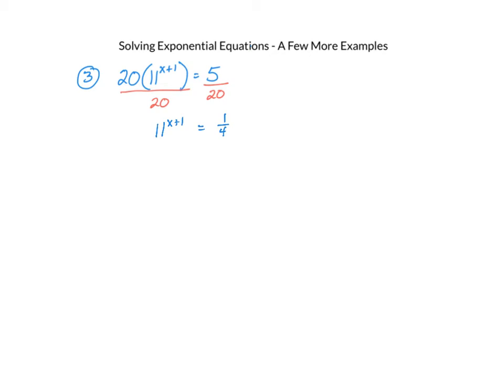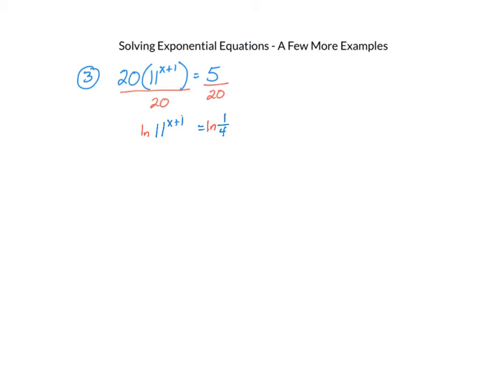Now we're going to take the log of both sides. I don't see a base 10 or a base e, so it doesn't matter whether I use the common log or the natural log. I think on the first problem I used the common log, so I'm going to use the natural log this time. Remember that doesn't matter at all. But it is important that you use the same logarithm on both sides, the same base on both sides.